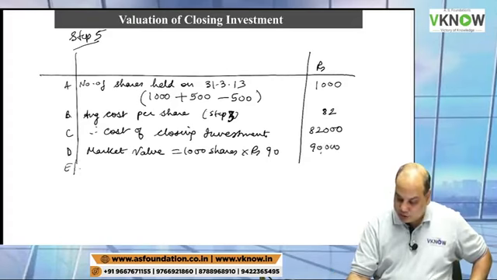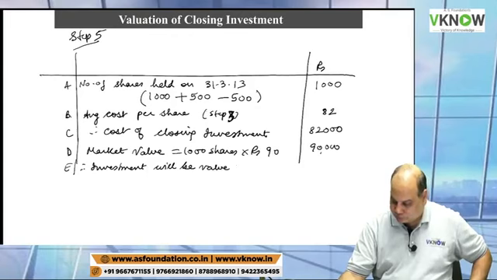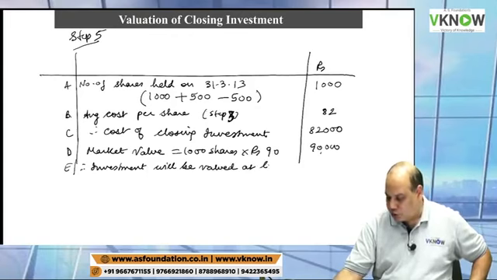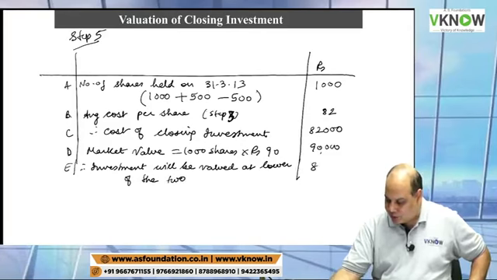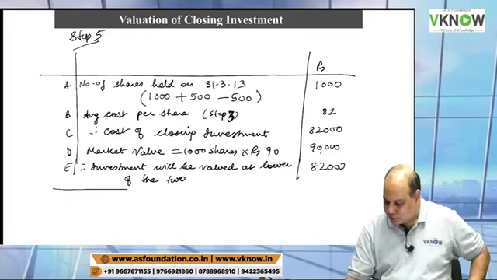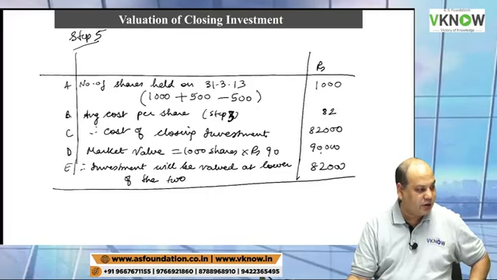So point number E, therefore investment will be valued at the lower of the two. So the answer will be 82,000. 82,000 is the answer for closing investment. Kirti is right.